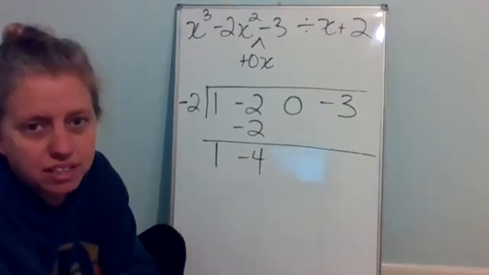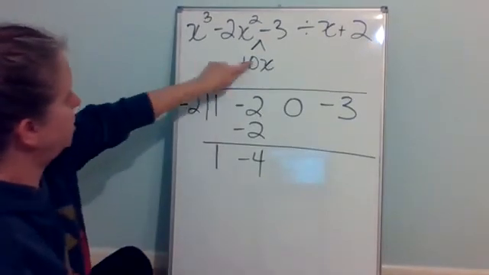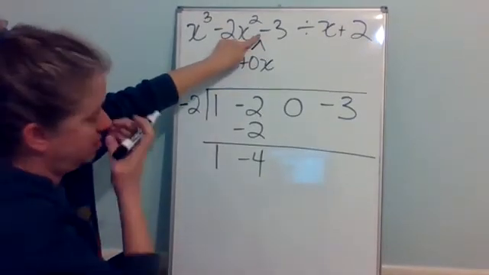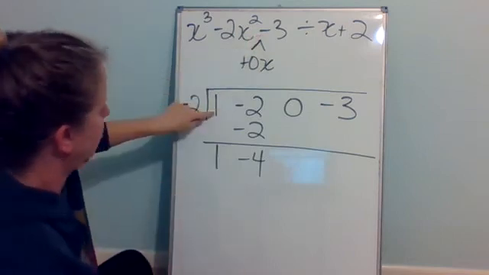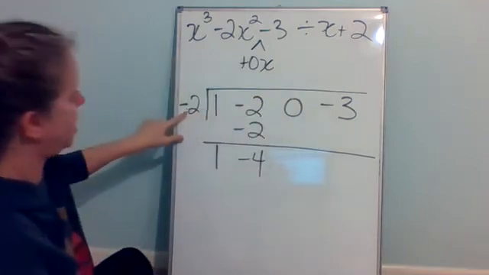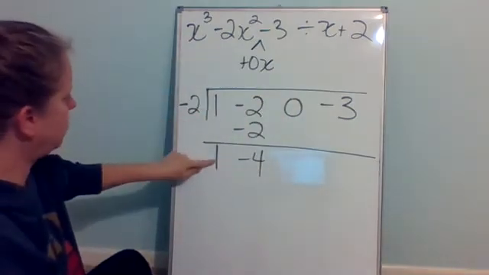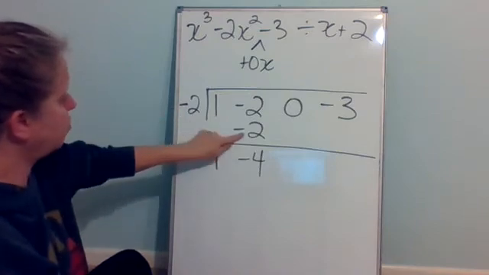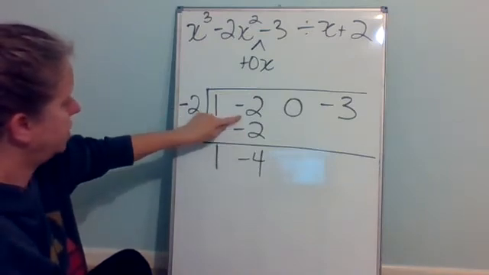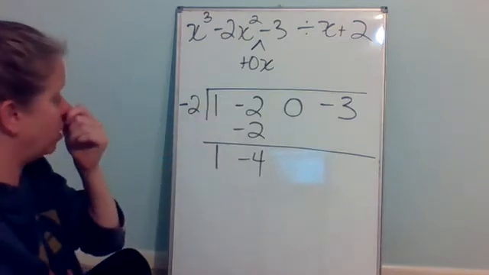I always do that. So again, I filled in the missing 0x. My coefficients were 1, -2, 0, and -3. I changed the sign of that to -2. Drop down my 1. -2 times 1 gave me -2. When I combine these, -2 and -2 gives me -4.